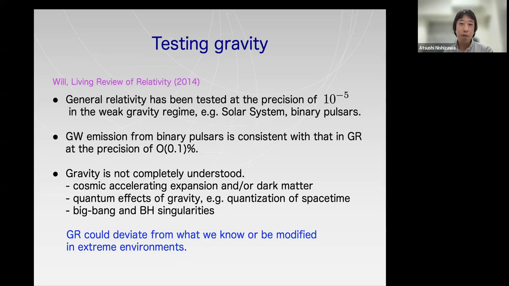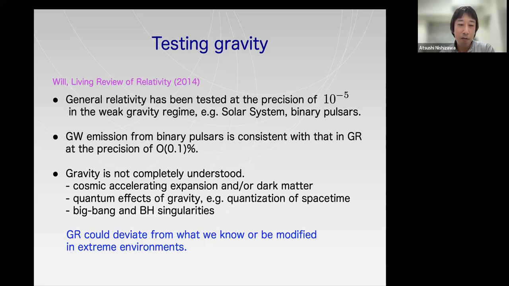Okay, so first, why do we test gravity? General relativity has been tested at the precision of 10 to the minus 5 in the weak gravity regime, like in the solar system or binary pulsars. This is very good, and general relativity is almost okay. Also, gravitational wave emission is tested with binary pulsars at a precision of 0.1% level. So this is also very good.